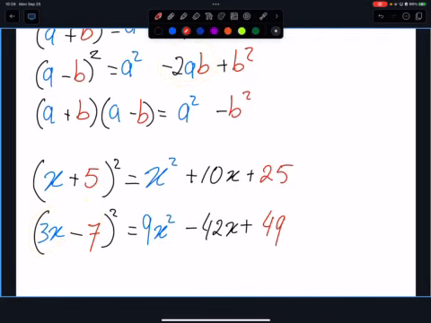Yes? By the end or beginning of the test week, you can just look at it and pop out the answer. x plus 5 squared is x squared plus 10x plus 25. You just look at it. Oh, that is the answer.